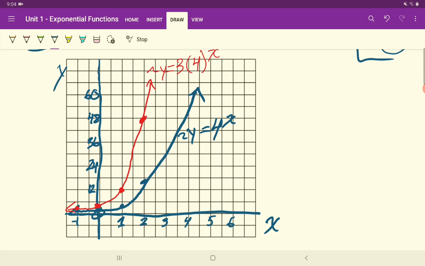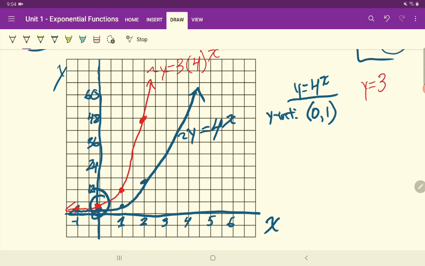But one of the significant changes I want to show you that's really, really important is this right here, my y-intercepts. For y equals 4 to the x, what was your y-intercept? It was 0, 1, right? Wherever x was 0. And then you've got y equals 3 times 4 to the x. And where was your y-intercept there? It was different, right? It was actually 0, 3.